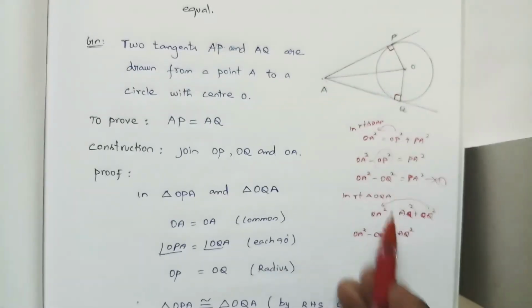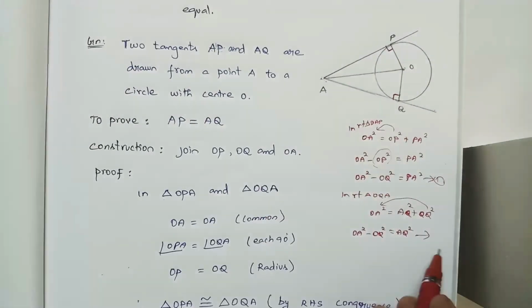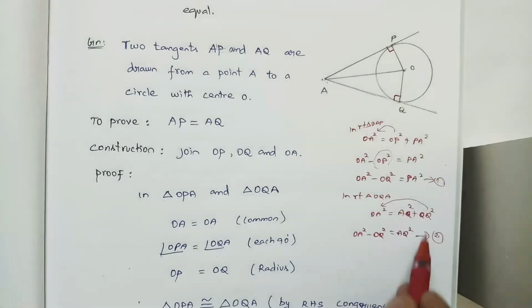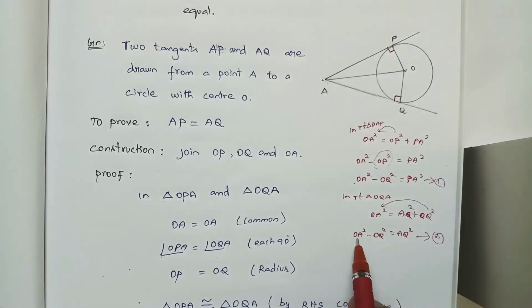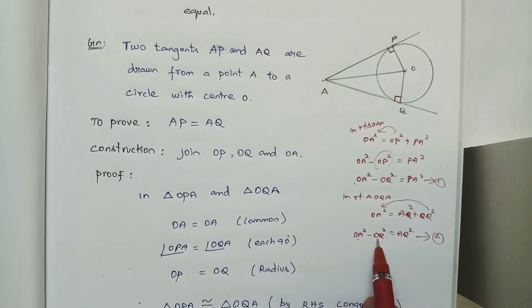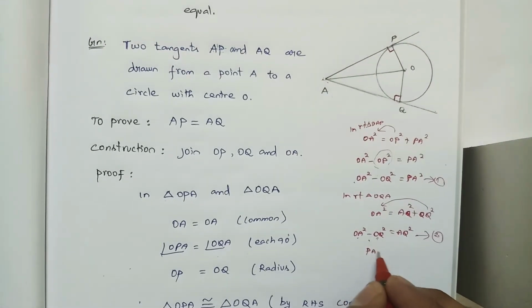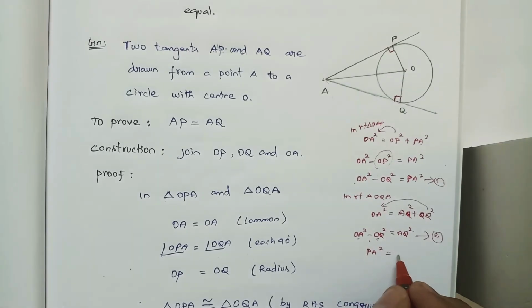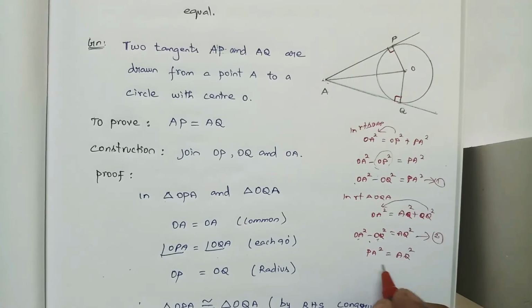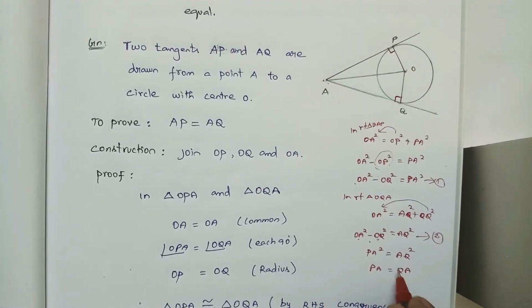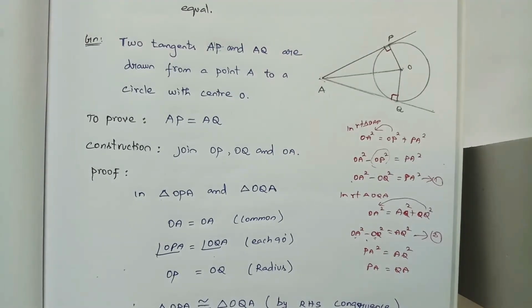First, I have found it from the first right angle triangle, and from the second right angle triangle I have found it as well. So just compare 1 and 2. OA square minus OQ square, OA square minus OQ square, the LHS are equal. If LHS are equal, then from 1 and 2, PA square is equal to AQ square. Taking square root on both sides, PA is equal to QA or AQ, whatever it may be. Hence it is proved. Understood?